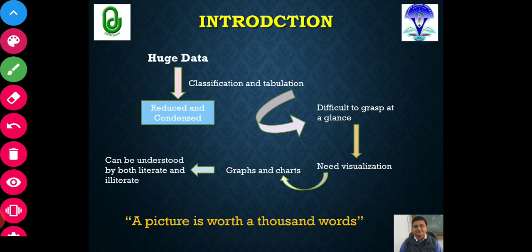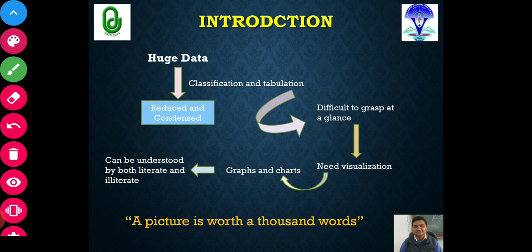So, what will we do for that? We need to visualize the data. There should be a mechanism by which, by just visualizing the data, we can get some idea about it. For that, we need to prepare graphs and charts. These graphs and charts are understandable by both literate and illiterate people. That means everyone can get some idea about the data when going through the graphical and diagrammatical presentation of the data.